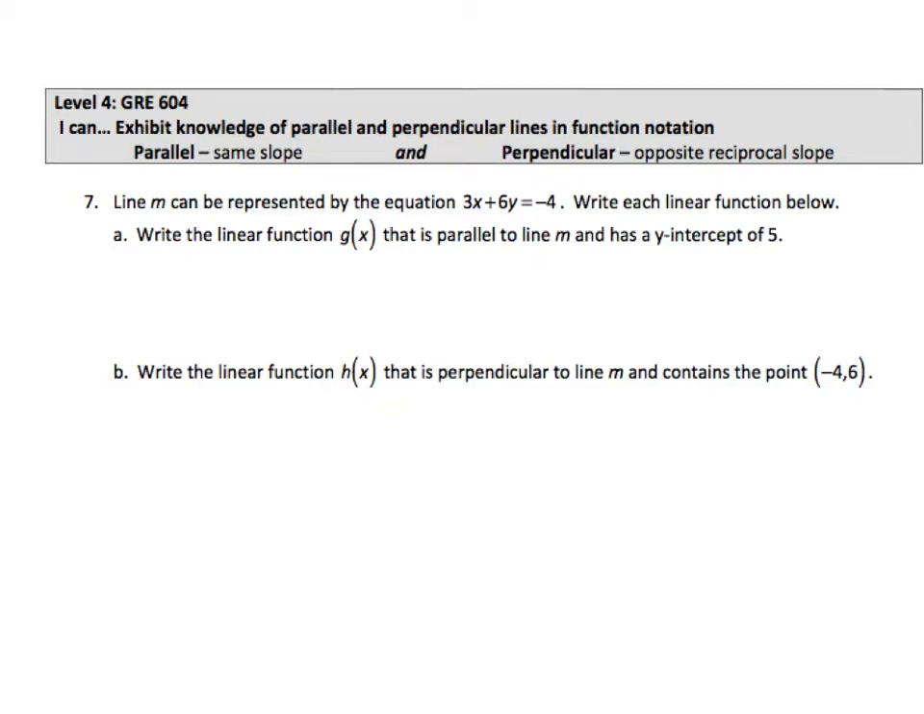All right, so if we've made it to level 4 is knowledge of parallel and perpendicular lines in function notation. So remember from one of our first objectives, parallel lines are going to have the same slopes. Remember, parallel lines go in the same direction. Perpendicular lines are going to be forming a right angle, and they have opposite reciprocal slopes. So if one line has a slope of 1/2, the one that's perpendicular to it would have the slope of -2/1, or just -2.